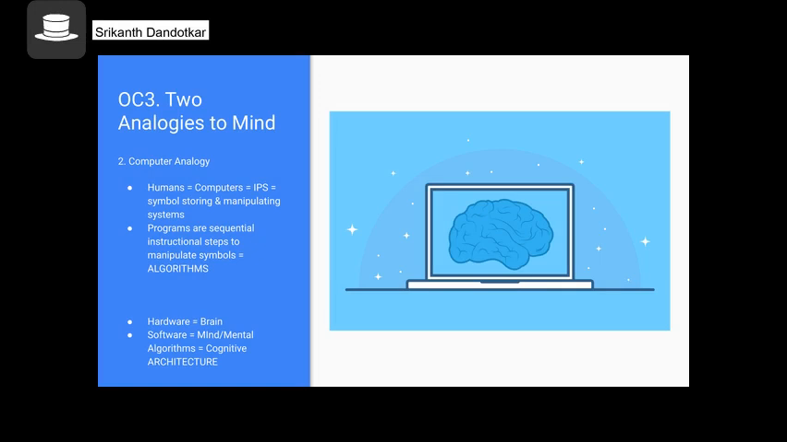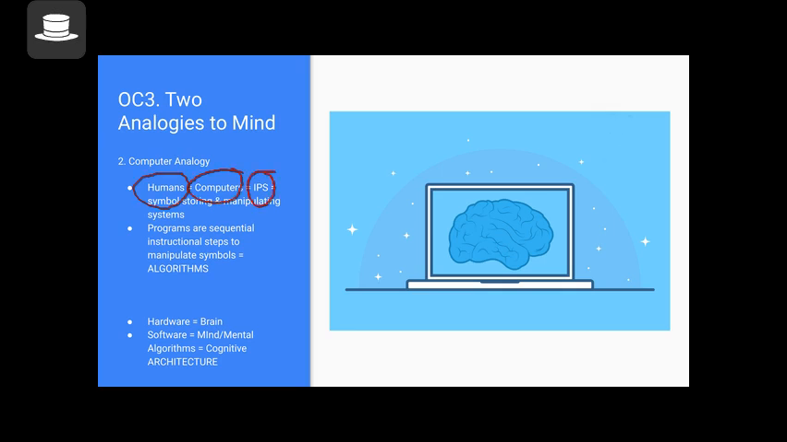Now, coming to the second analogy, which is the computer analogy. According to this, our human brain is like the hardware of a computer, and whatever is happening in the brain, which is the mental process or the mind, can be compared to the software or the operating system. So the human mind is compared to the program that runs the computer, and the computer itself is compared to the brain.